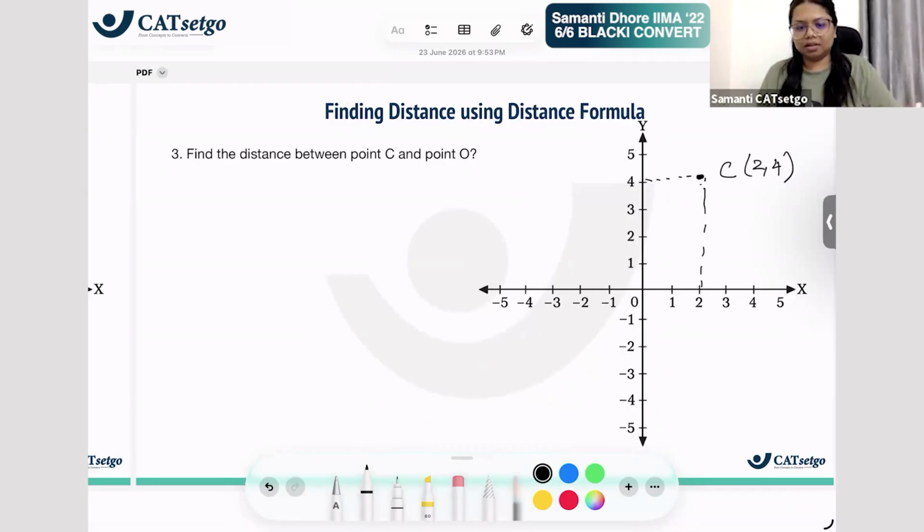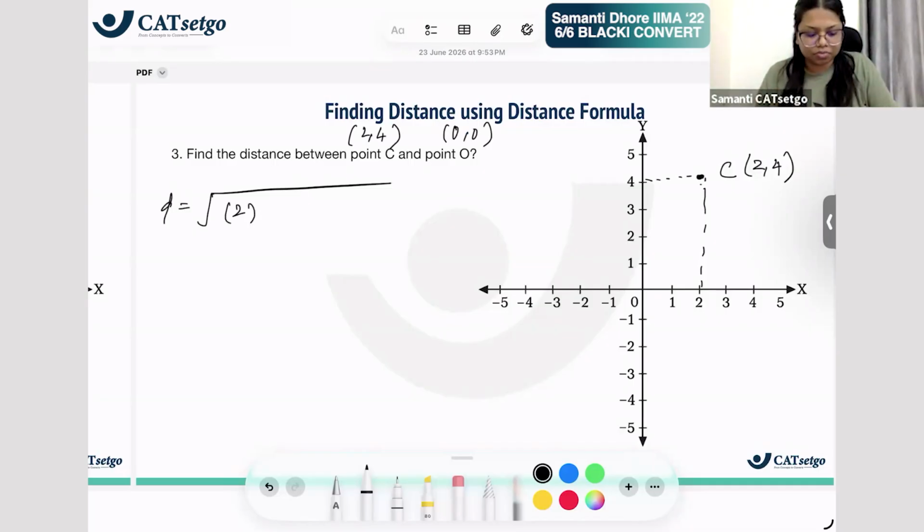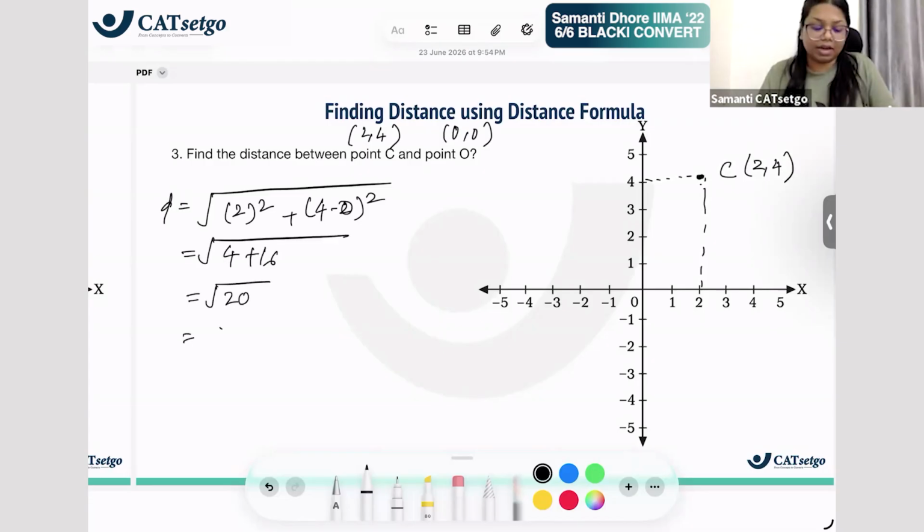How many units is it? Distance is equal to under root of... what are these points? One point is (2, 4), other point is (0, 0). So (x1 minus x2) squared, that is (2 minus 0) squared, plus (y1 minus y2) whole squared, under root. y1 minus y2 is 0. This is under root of 4 plus 16, which is under root 20. It's under root 20, that is 2 root 5.